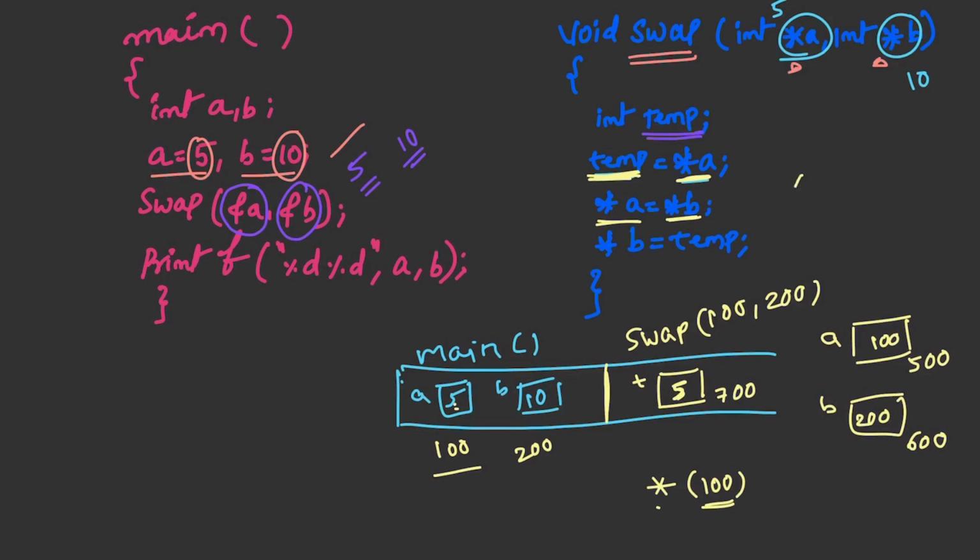So star A is the content at 100, which has to be equal to the content at B. What is the address of B? 200. So the content of 100 has to be the content of 200. So 5 will be changed to 10.